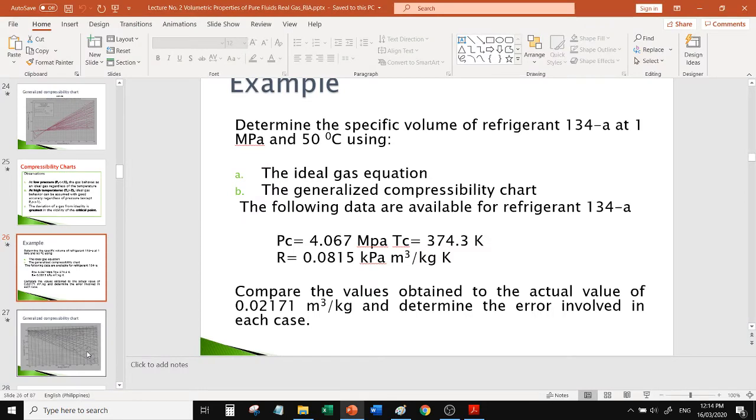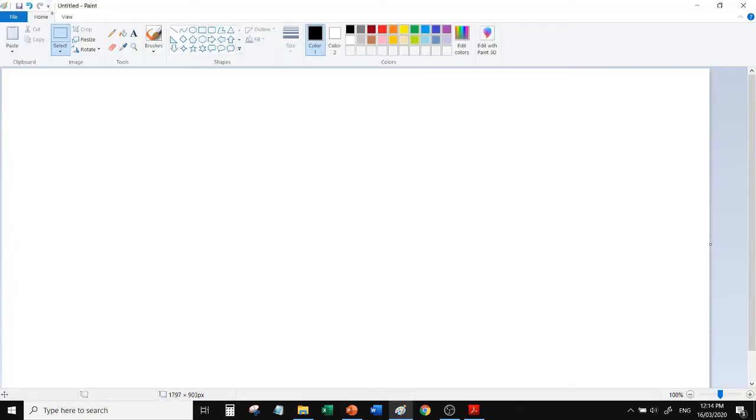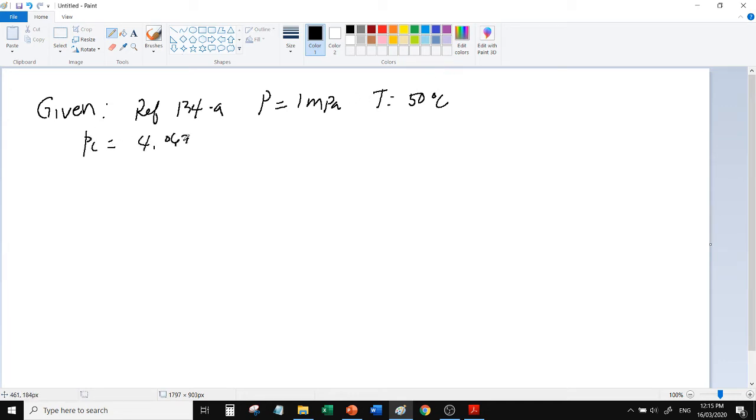Okay, I will not anymore write the given. So, okay, fine, sige. Let's write the given. Refrigerant 134-A. The pressure is 1 megapascal and the temperature is 50 degrees Celsius. The critical pressure is 4.067 megapascal. The critical temperature is 374.3 Kelvin.